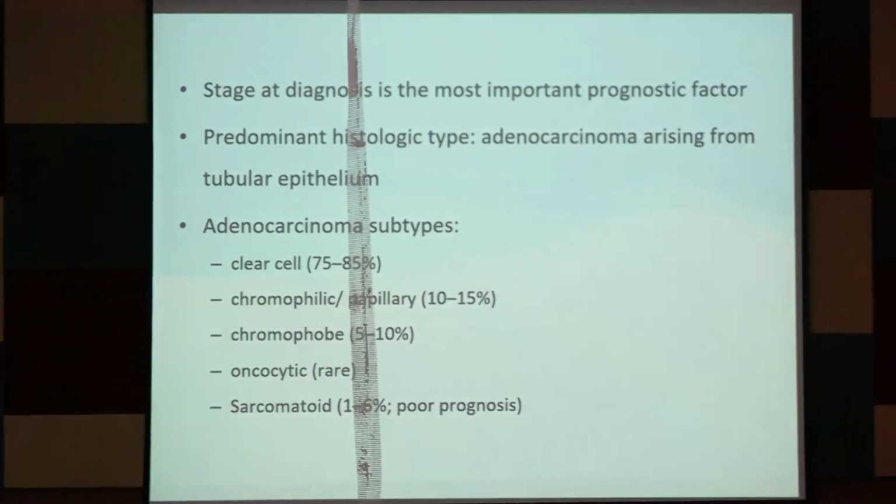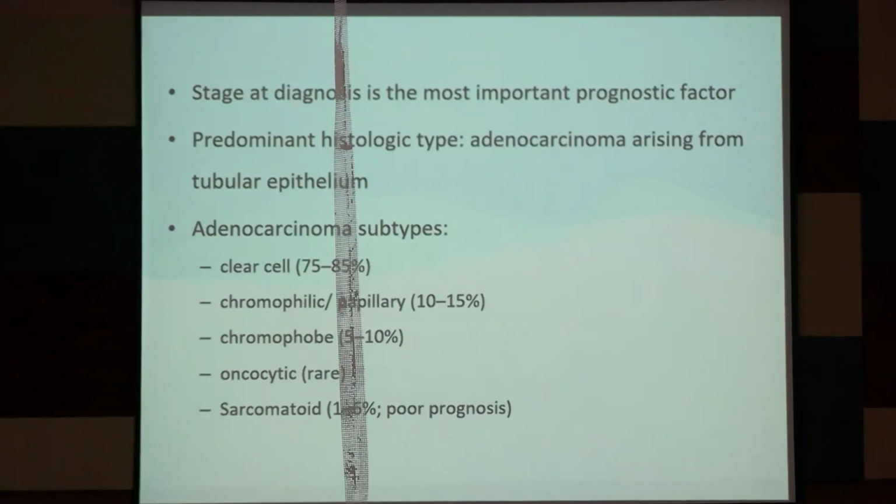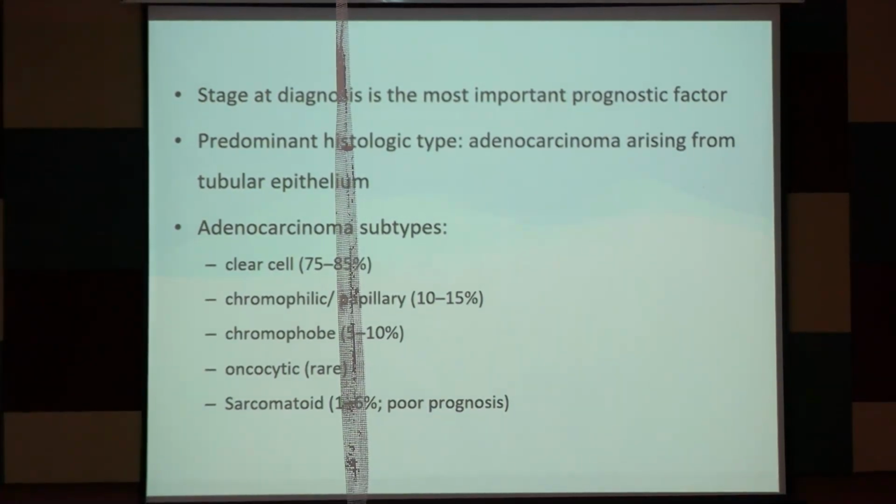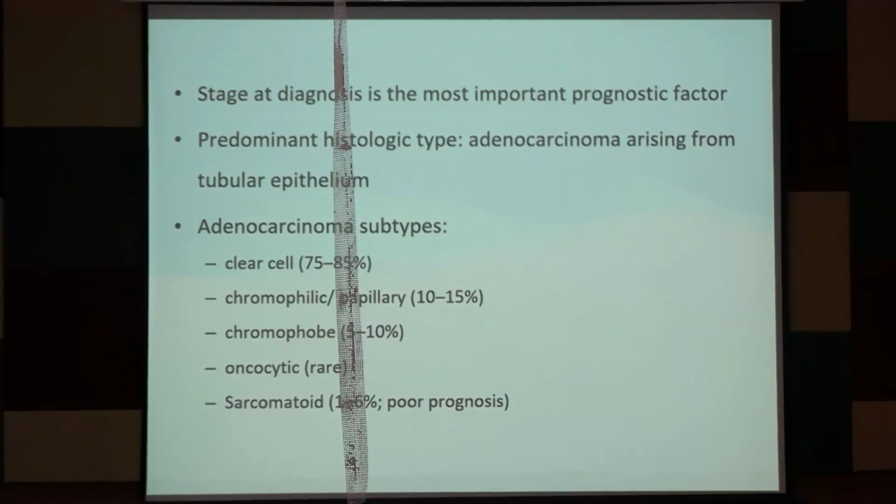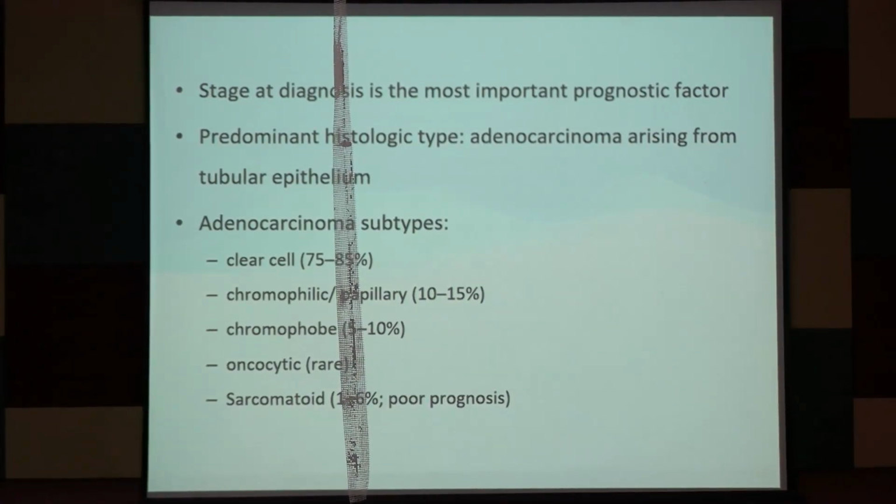What is the most important thing? Stage of the disease. If we are diagnosing it at an advanced stage, it is going to have a very poor prognosis. But if we have it at an earlier stage, we can have a longer survival for that same patient.